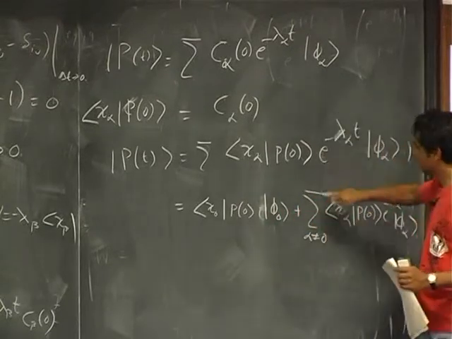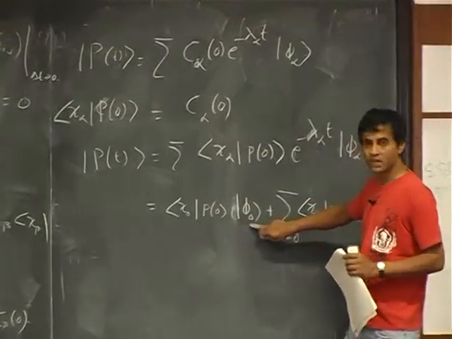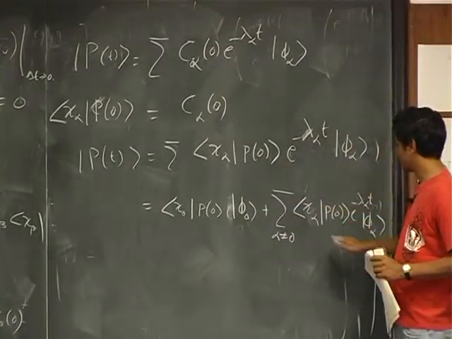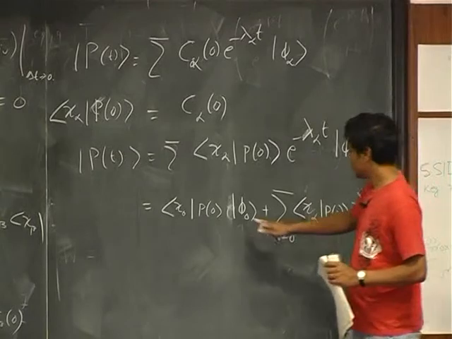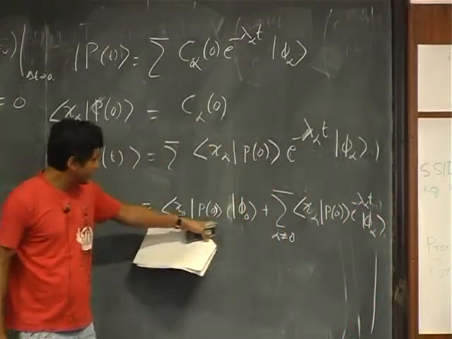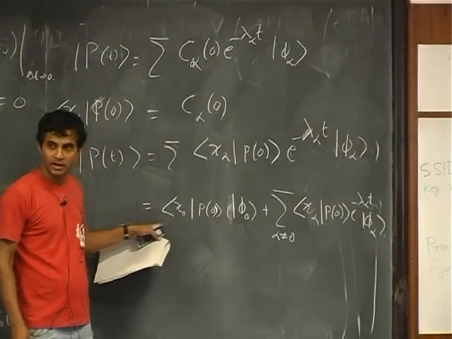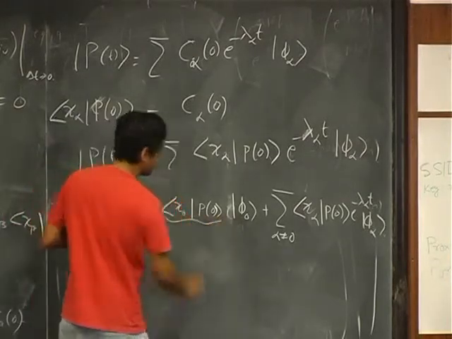Okay, so this one I've just broken up into alpha equal to 0, which is supposed to be the steady state, and alpha not equal to 0, right? Okay, so now here, finally we know that it should just go to phi 0. So this term actually should be 1, right? You can easily show that this is 1.